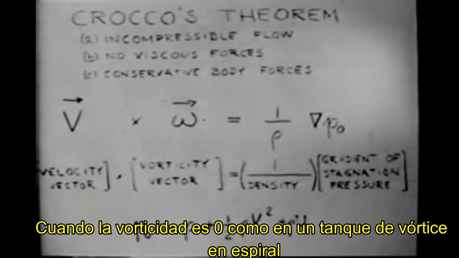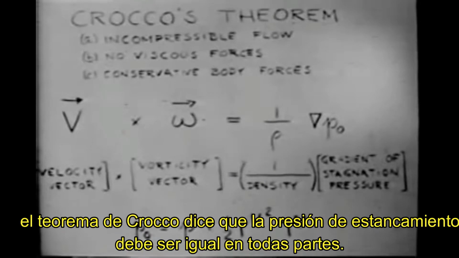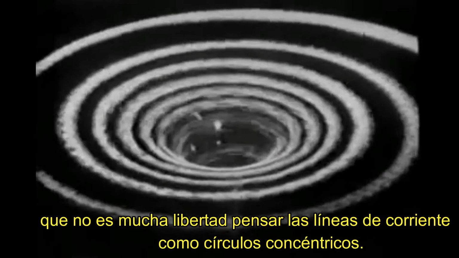When the vorticity is 0, as in the spiral vortex tank, Crocco's theorem says that the stagnation pressure must be everywhere the same. The spiral of the vortex is so tight that it is not much of a liberty to think of the streamlines as being concentric circles.